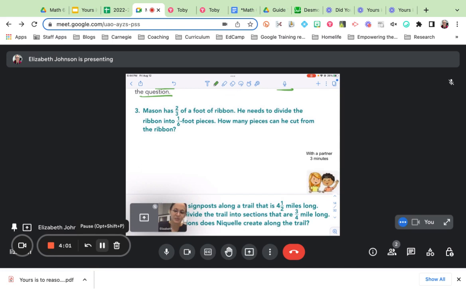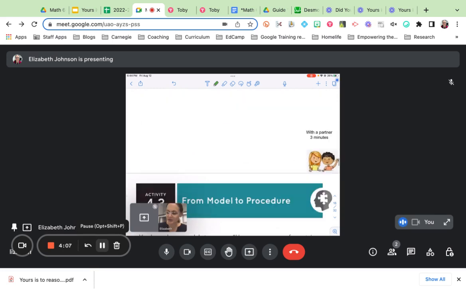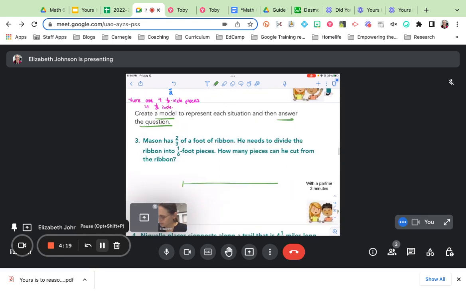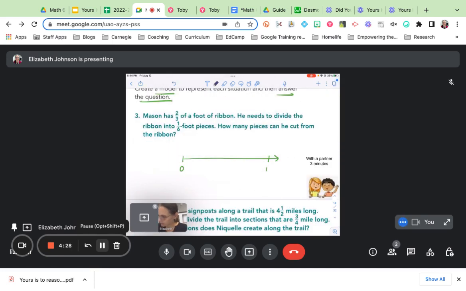You've hit play. So that means you are ready to talk about these 3 questions, number 3, number 4, and number 5. So let's take a minute to do that. First, we had Mason. He had 2/3 of a foot of ribbon. We wanted to start out by drawing a number line. I have 0 and I have 1. And I'm going to go ahead and figure out where 2/3 would belong on there. Here we go. This is 2/3.